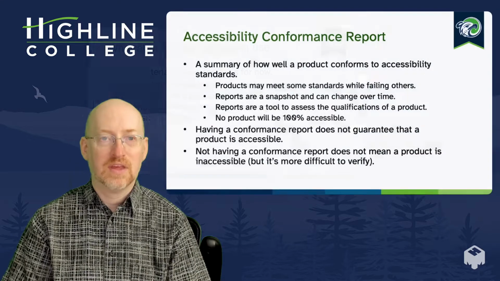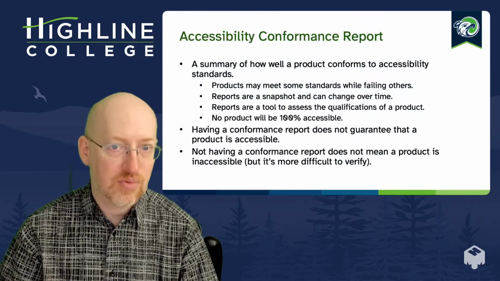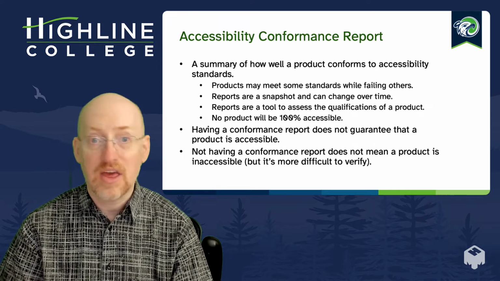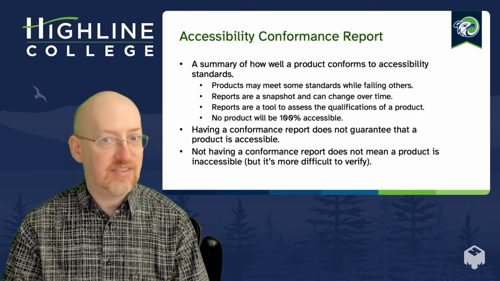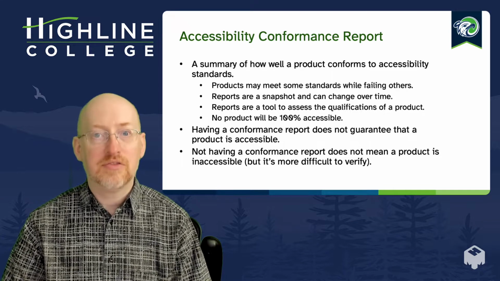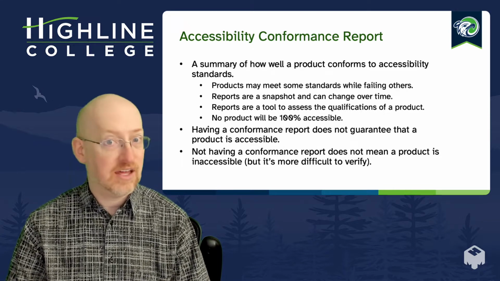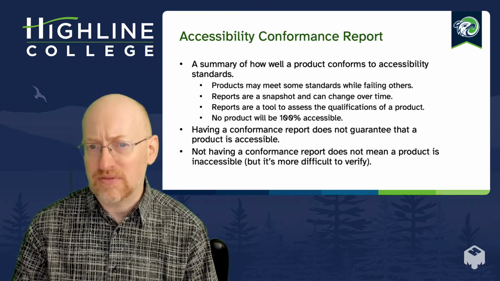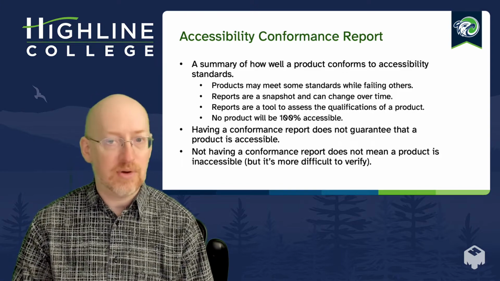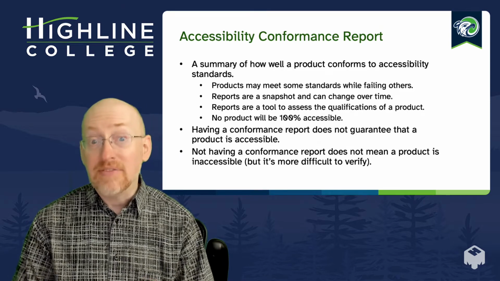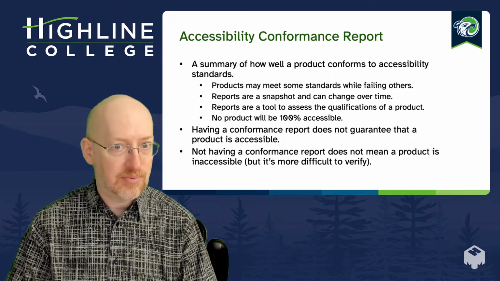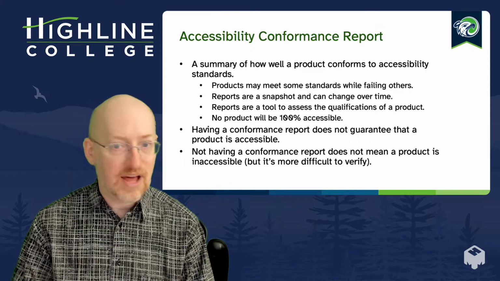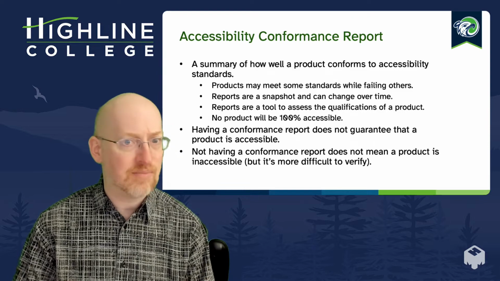Now, an accessibility conformance report summarizes how well any given product conforms to accessibility standards. A product is likely going to meet some standards while failing others. These reports are a snapshot and can and probably will change over time. And it's only a tool to assess the qualifications of a product. No product is going to be 100% accessible. Having a conformance report does not guarantee that a product meets accessibility requirements. And not having a conformance report does not mean a product is inaccessible, it's just a lot more difficult to verify.